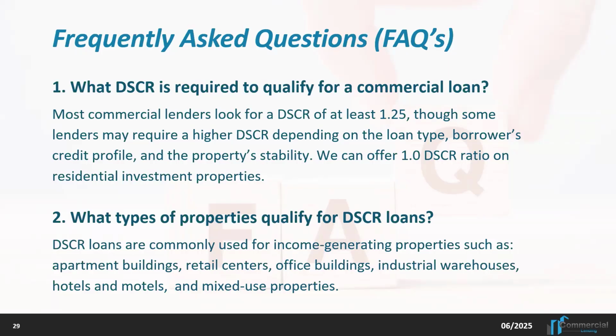What types of properties qualify for DSCR loans? Simply, all types of income-generating properties qualify for the DSCR loan. Those could be, as Dexter mentioned, apartment buildings, retail centers, office buildings, industrial warehouses, hotels, motels, and mixed-use properties as well.